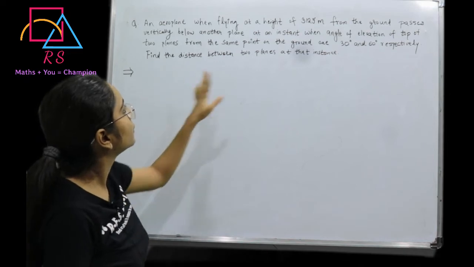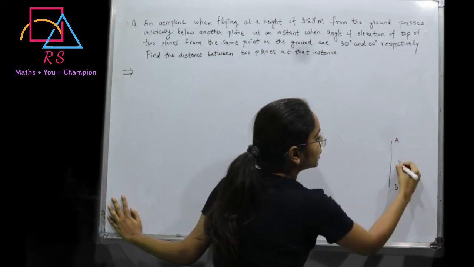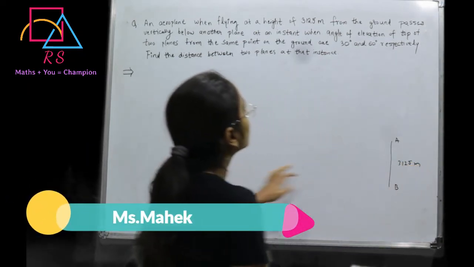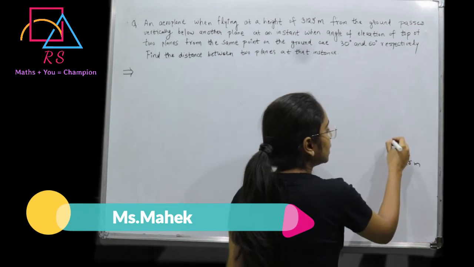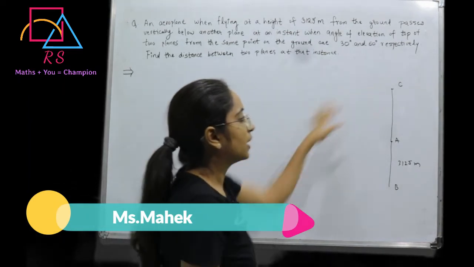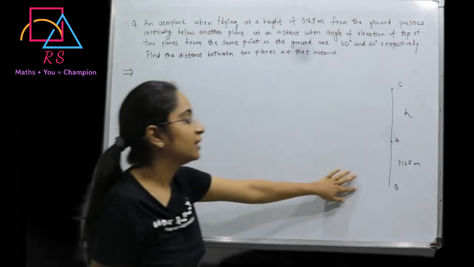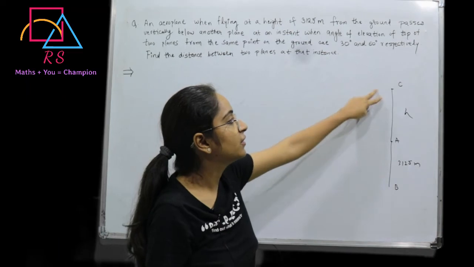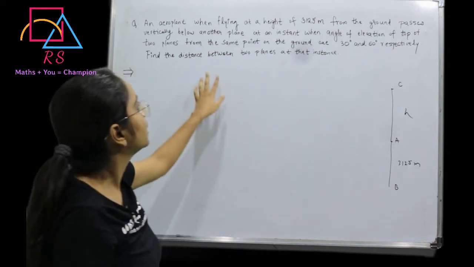An aeroplane is flying at a height of 3125 meters. So I will consider an aeroplane AB of height 3125 meters from the ground, which is vertically below another plane. So two planes I have to consider. Vertically above it I will consider another plane which is flying at AC, whose height we don't know, H. It's given that the angles of elevation of the tops of the two planes, the first top being A of AB and the second top being C of AC, are given from the same point on the ground.